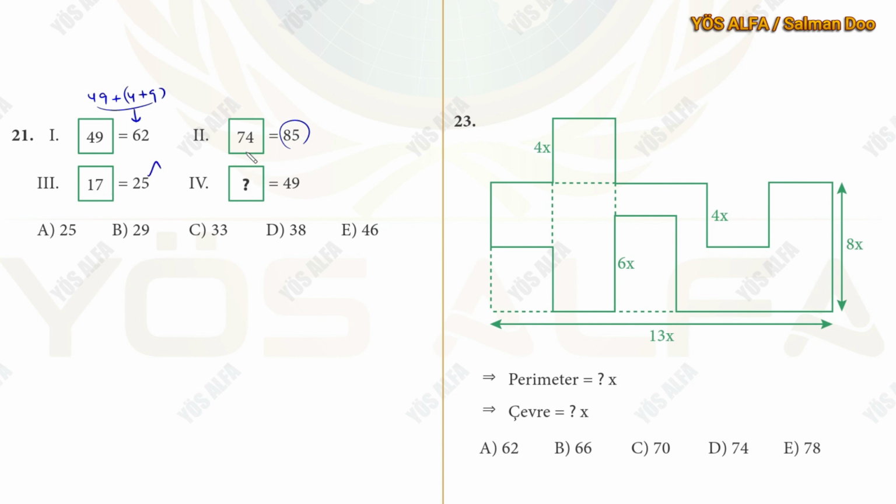So for this one, let's check the given answer choices. 5 plus 2 is 7. 7 plus 25 is 32. 29 plus 11 is 40. 33 plus 6 is 39. 38 plus 11 is 49. So the answer is D.